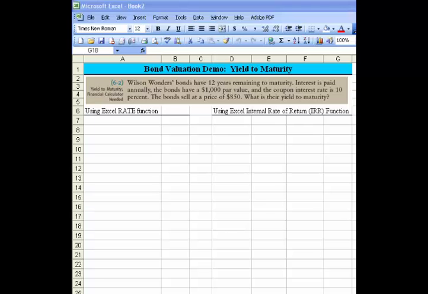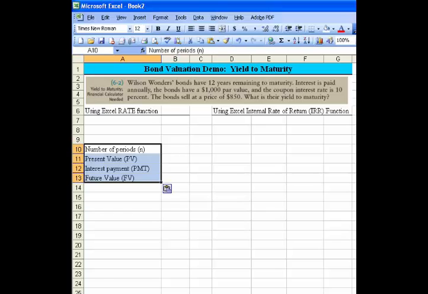Okay, in this demo, I'm going to solve it using two different ways, two different functions within Excel. First, let's take advantage of using Excel's rate function. To do this, we need a number of values completed. To save typing, I've typed some of it off to the side.